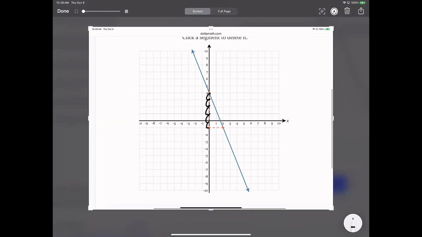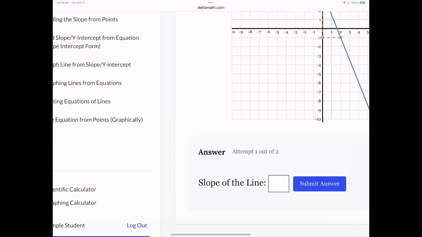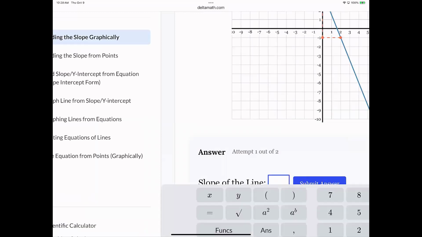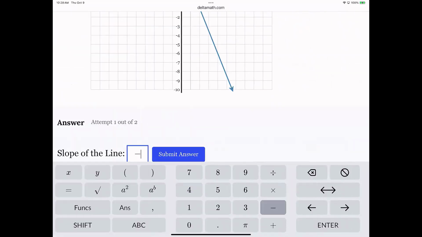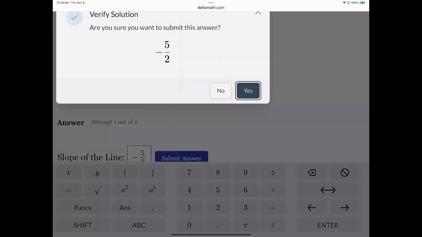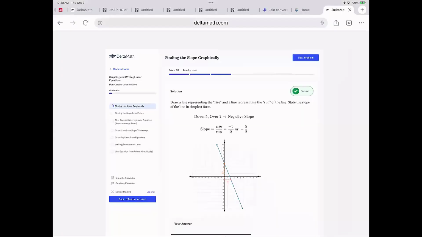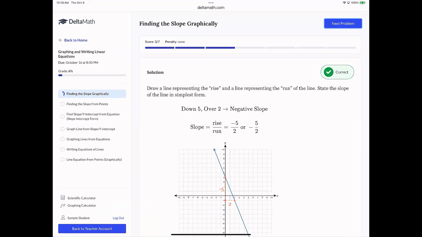We went down 5. And then we ran 2. So the slope is the rise over the run. So we're going down 5, that's why it's negative, and then we go to the right 2. So the slope is negative 5 over 2, which is our answer. So now I can delete this, and I'm going to put in negative 5 over 2. I need this negative, and then 5 divided by 2, and then I submit it, and it says nice job. All right, so I'm going to move on.